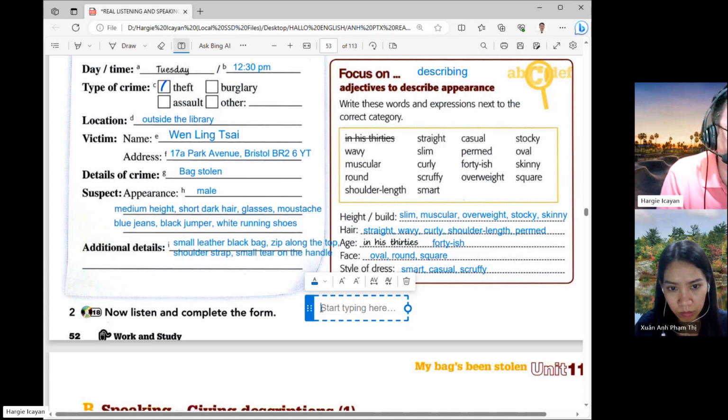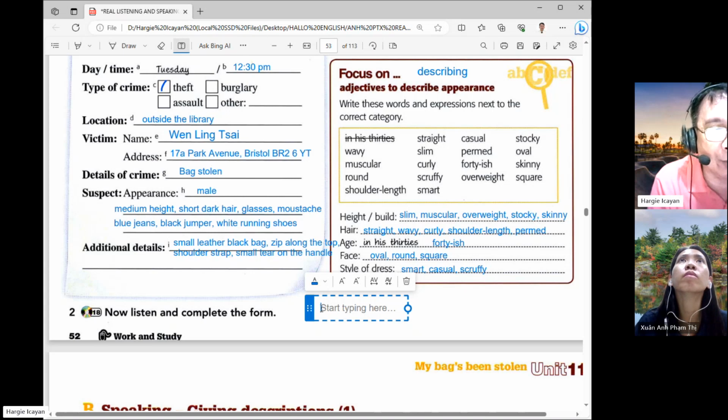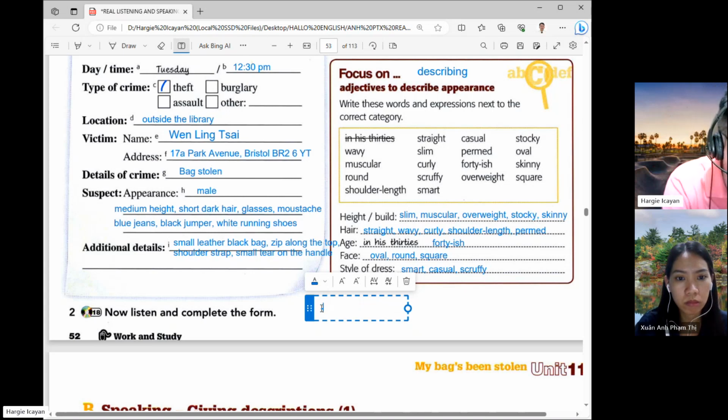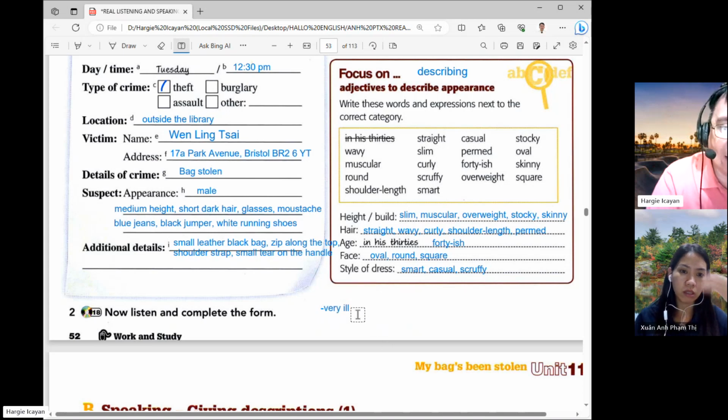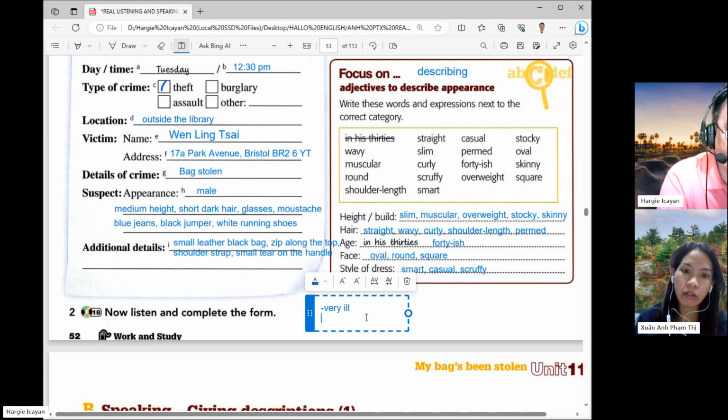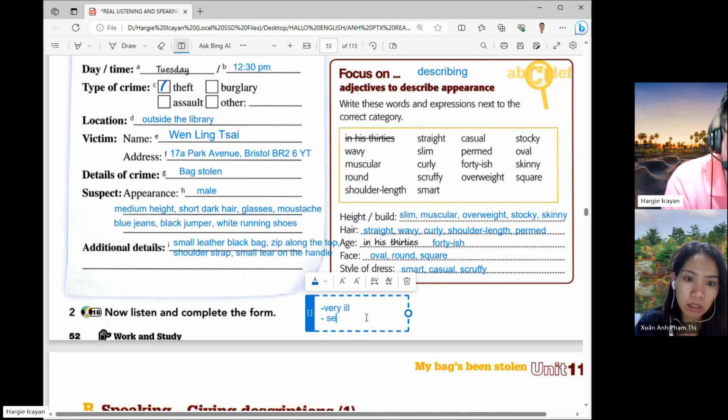Can you give me an adjective to describe the situation of your patient? Let's say, for example, very ill, right? Very ill. Okay. What else? Serious. Yes. So his condition is serious.